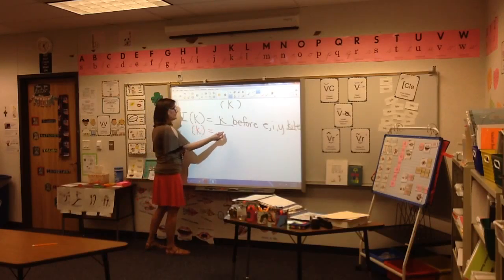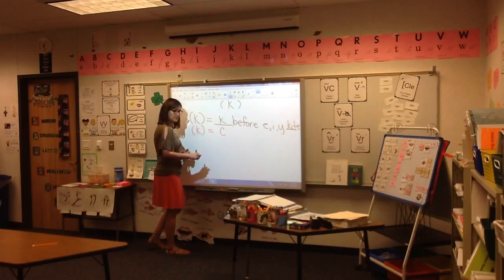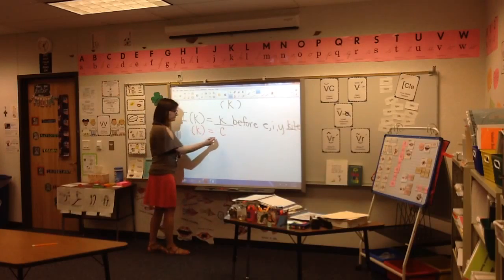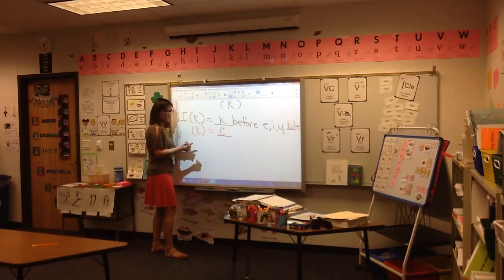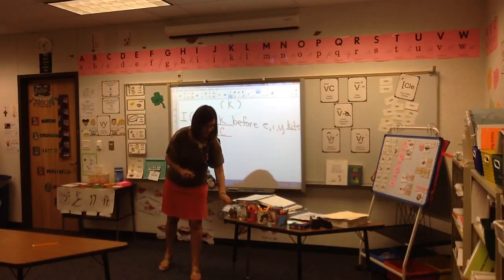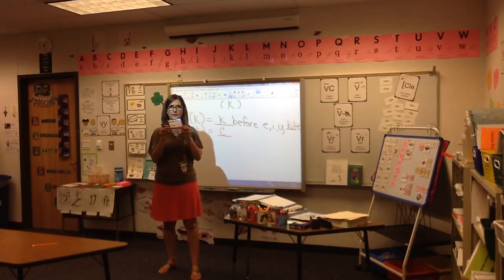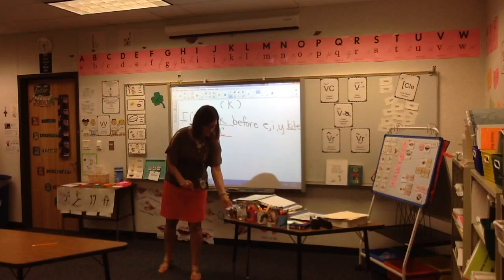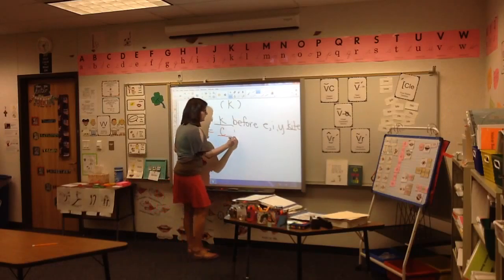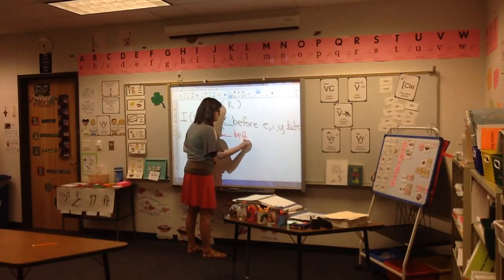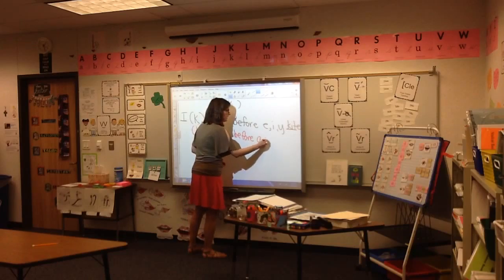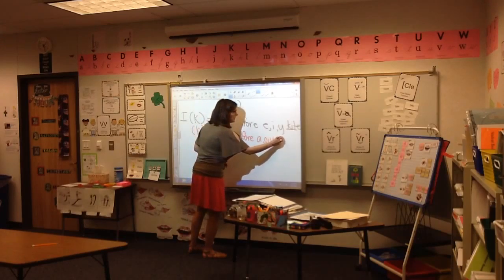K is spelled. How else is it spelled? We can use our reminder card, C. Okay, when do we use C? Go to our reminder card, we read before A, O, U, or any consonant. Let's write that down. Before A, O, U, or any consonant.